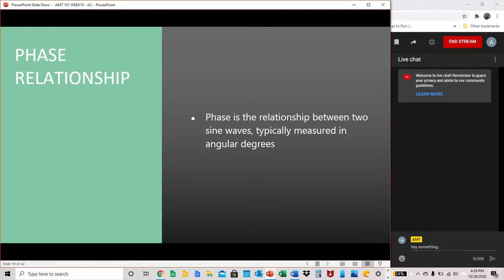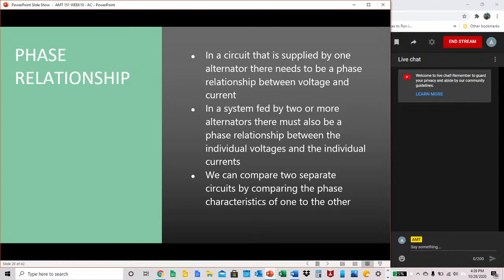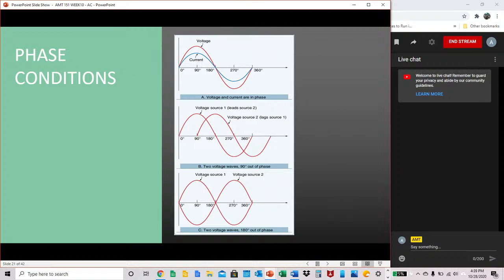Phase relationship. Phase is the relationship between two sine waves, typically measured in angular degrees. In a circuit that is supplied by one alternator, there needs to be a phase relationship between voltage and current. In a system fed by two or more alternators, there must also be a phase relationship between the individual voltages and the individual currents. We can compare two separate circuits by comparing the phase characteristics of one to the other. These are examples of your phase conditions.